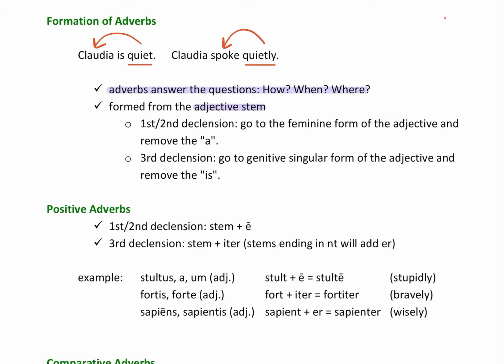So for first and second declension adjectives, you're going to go to the feminine form of the adjective and you're going to remove the A, and that gives you a first and second declension stem, right? In third declension, you're going to go to the genitive singular form of the adjective and remove the IS. And again, that will give you the stem. And once you know how to find the stem of the adjective, the rest of it is easy to form.